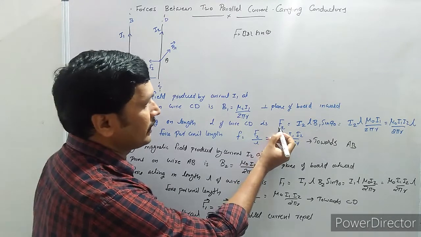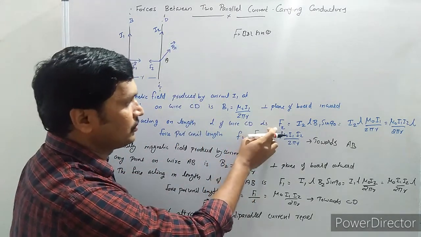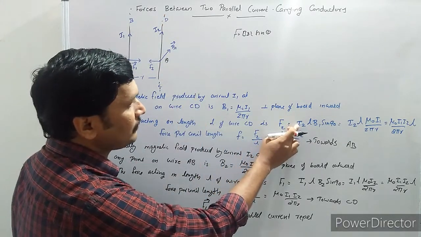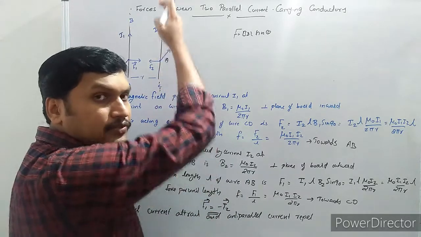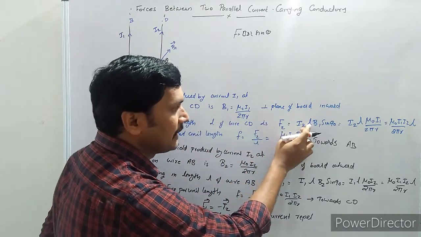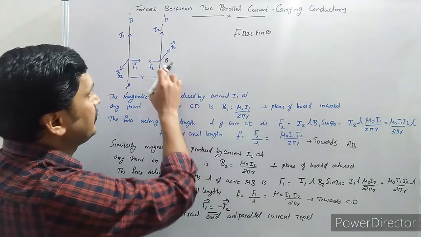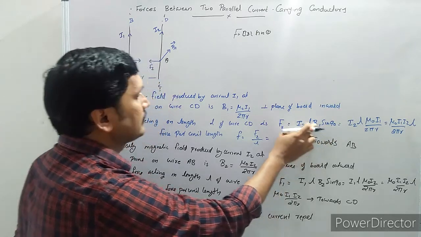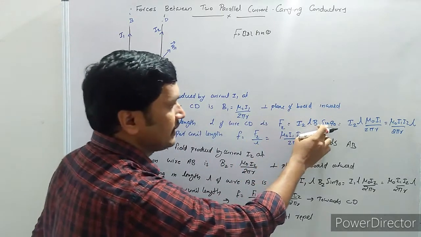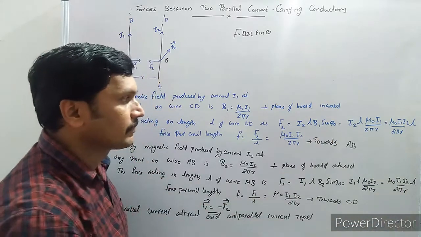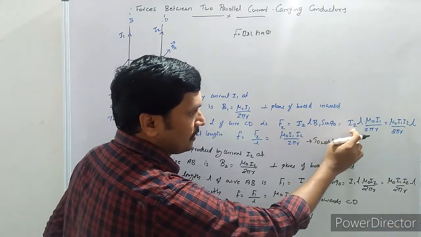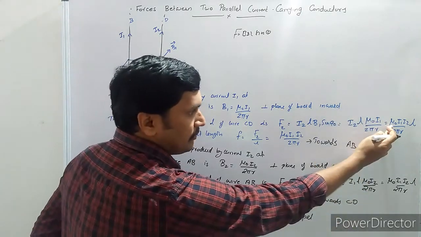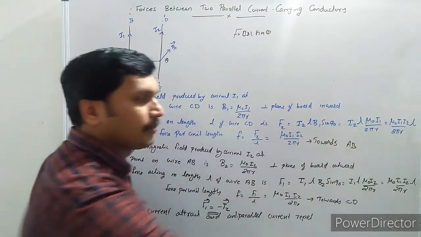So the force on the second conductor, F2, is equal to the current in the second conductor, I2, into the length L, into the strength of the magnetic field, which is B1, into sine 90. Substituting for B1 as mu 0 I1 by 2 pi r and rearranging, we get mu 0 I1 I2 L by 2 pi r.